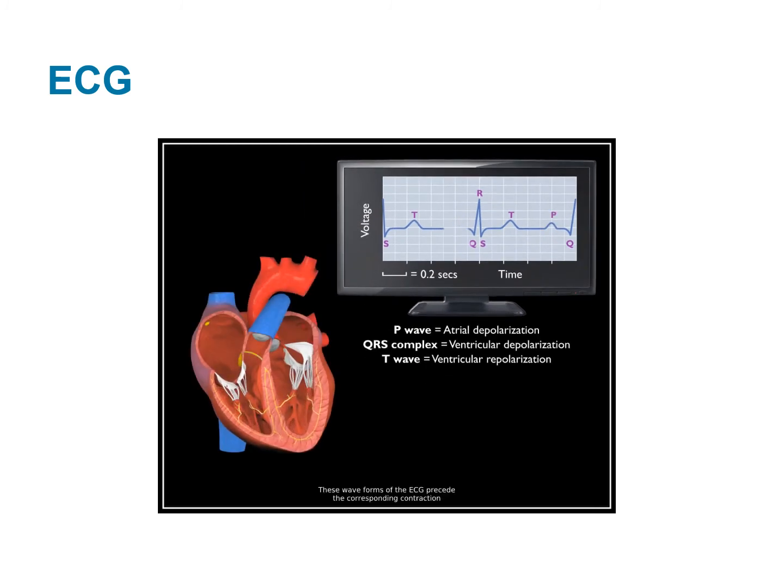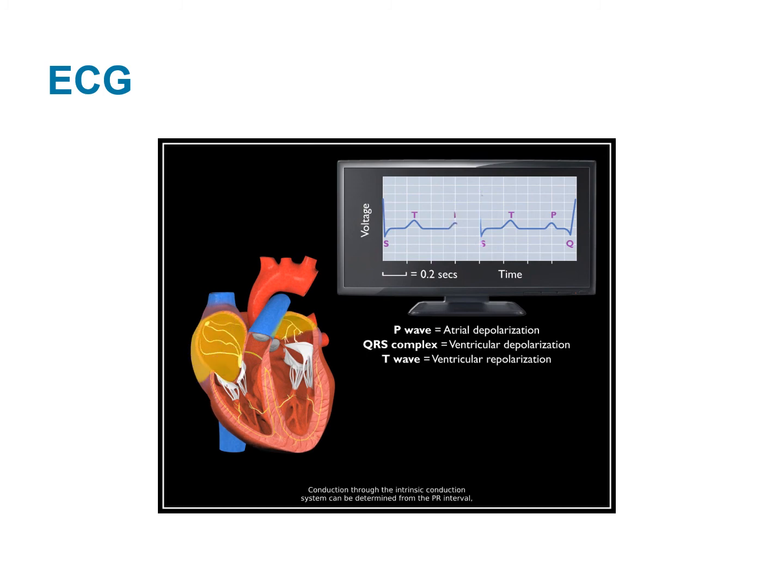These waveforms of the ECG precede the corresponding contraction or relaxation of the atria and ventricles. Depolarization of conduction system components can be determined from the ECG. When the SA node functions as the pacemaker, it depolarizes right before the P-wave.